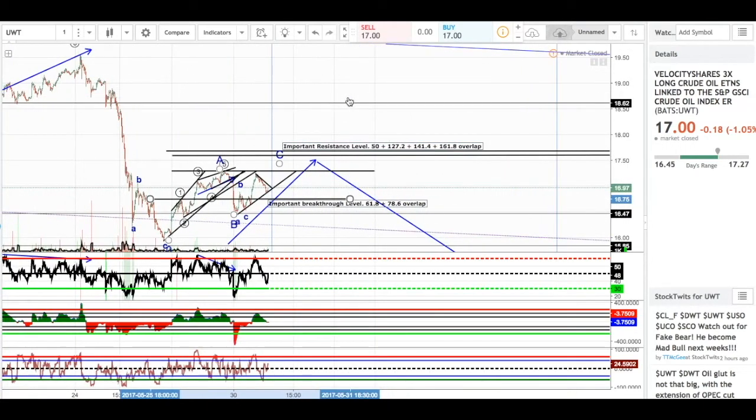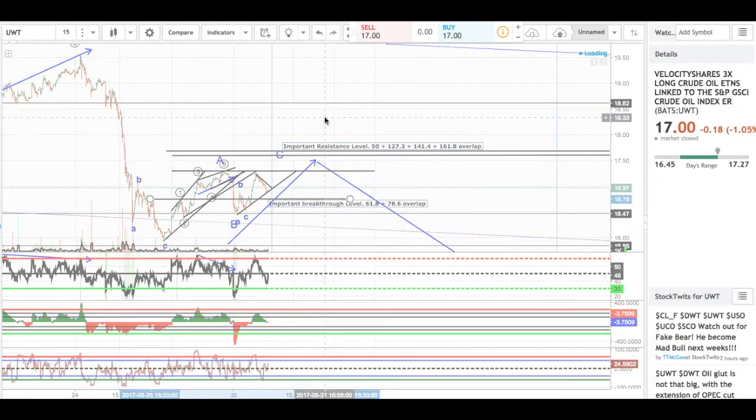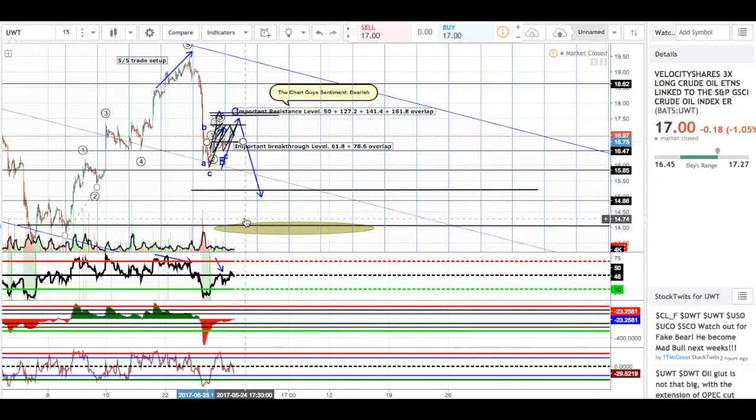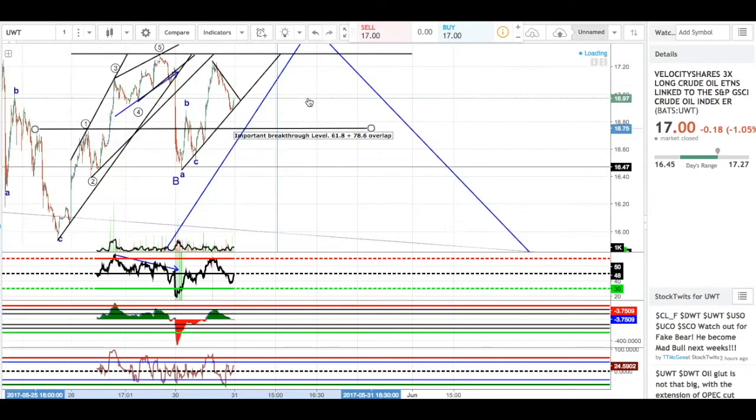It might be a decent scalp, and then longer term I think that we are going to see us fall down here at the very least, and we might potentially go back up, come down, up, down, test this channel again. Chart guys, sentiment is bearish. I have this marked out here, and that's my analysis for UWT, DWT.